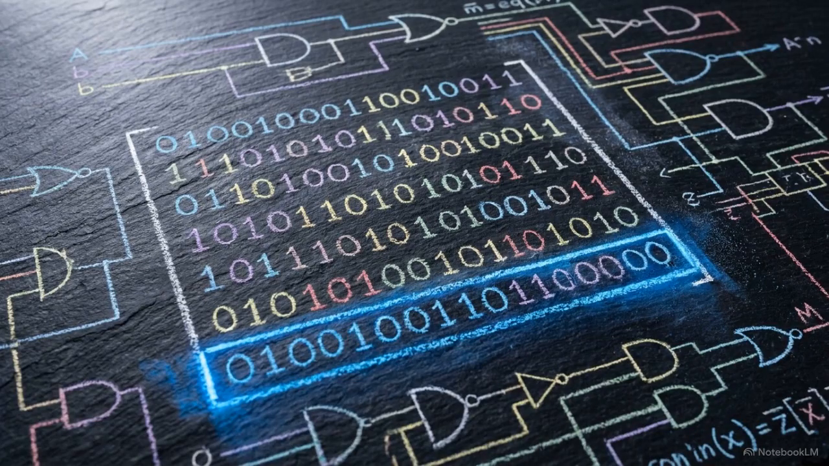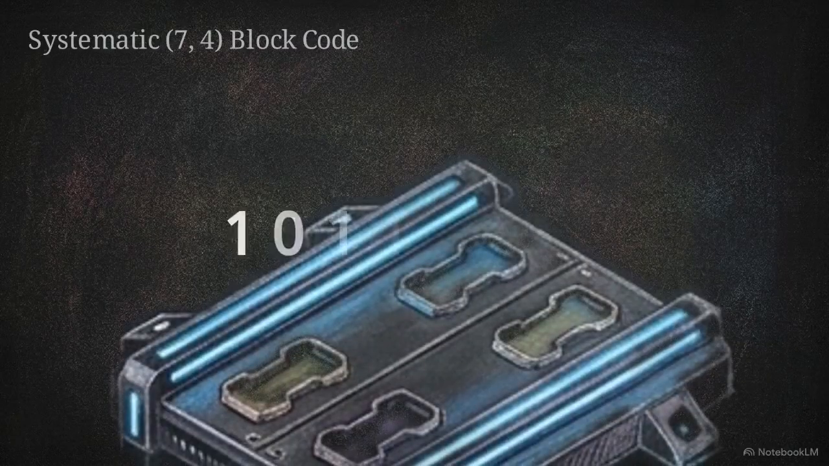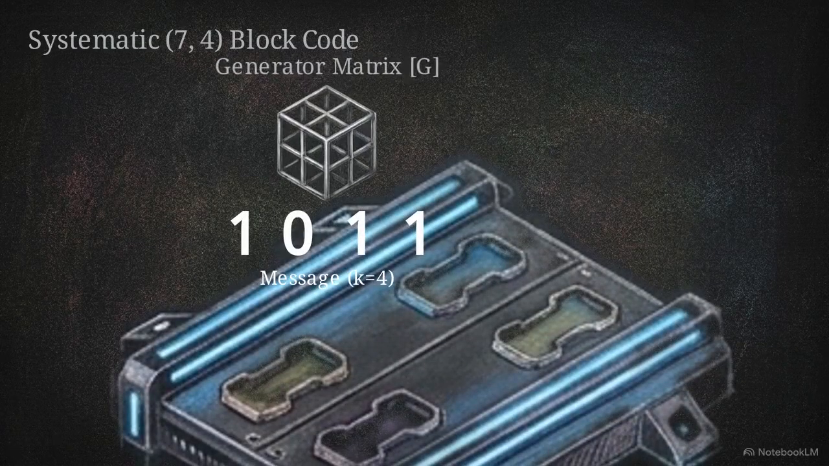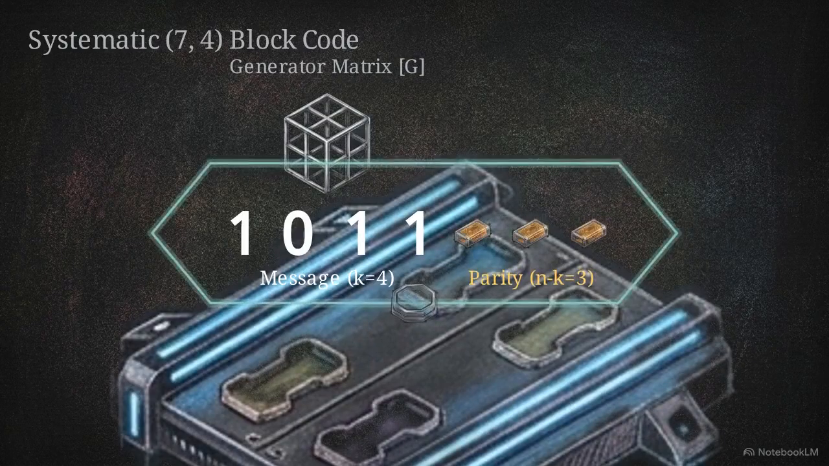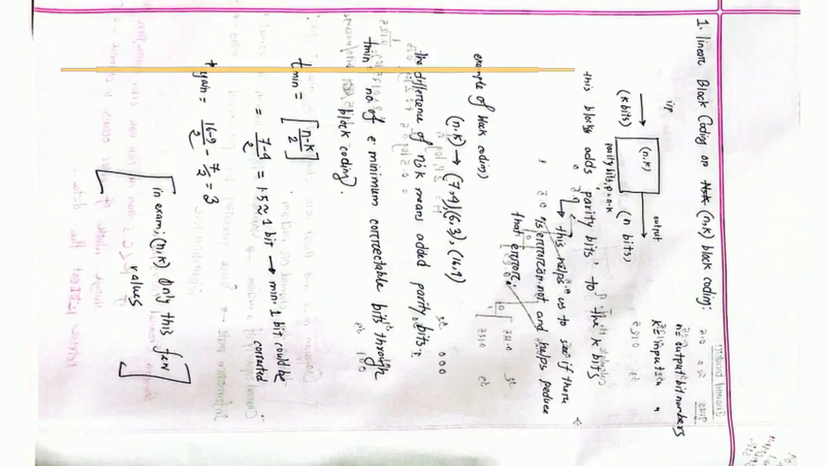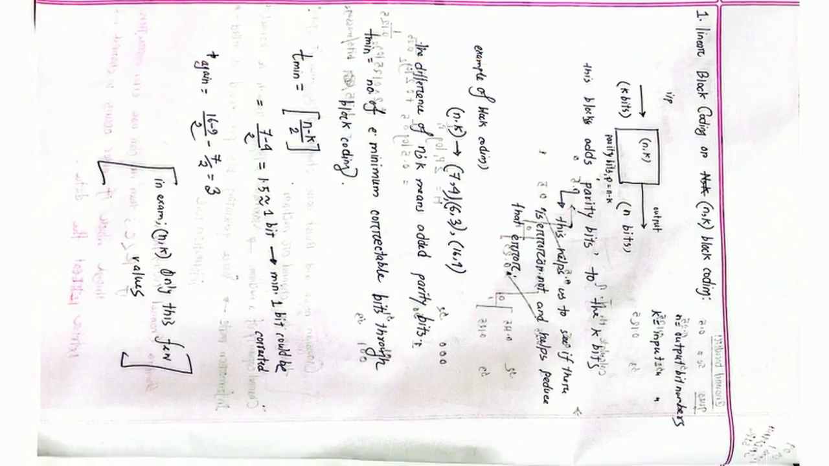We intentionally inject structured mathematical redundancy into the sequence using matrices, giving the receiver a way to detect and correct damage. This block diagram and matrix equation detail linear block coding. A raw message vector is multiplied by a generator matrix to produce an expanded, fortified code word.